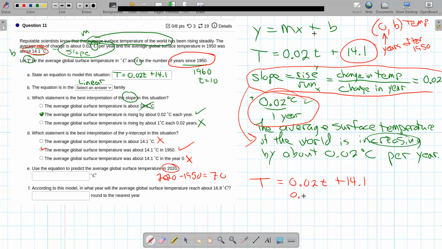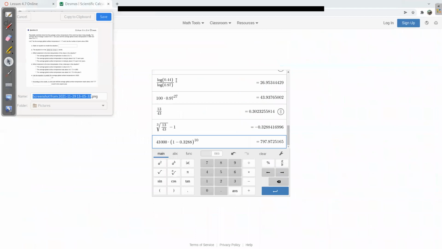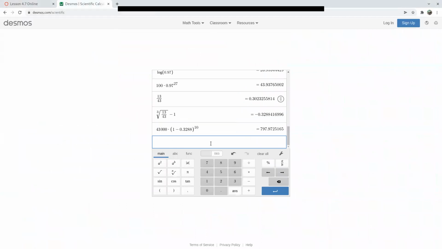So 0.02 times 70, right? I'm gaining 0.02 degrees Celsius every year, 70 years. Add that to 14.1. What do I get? Calculator, please. 0.02 times 70 plus 14.1 gives me an average surface temperature of about 15.5 degrees Celsius.